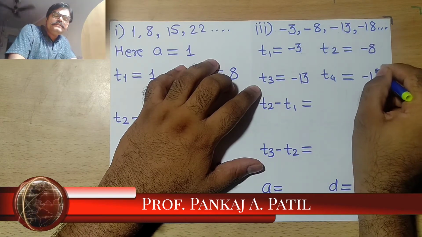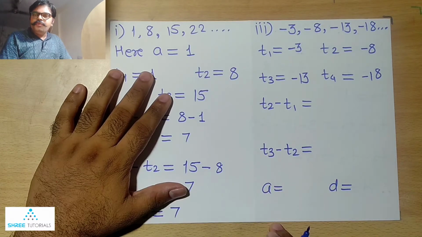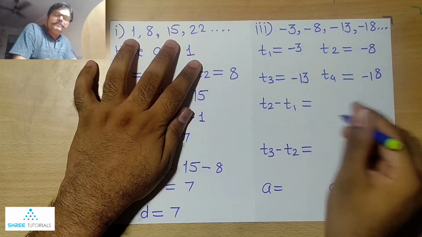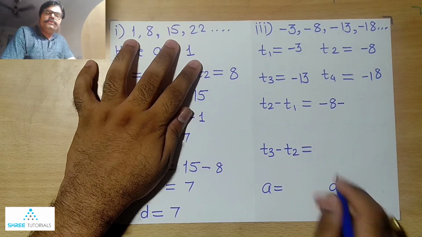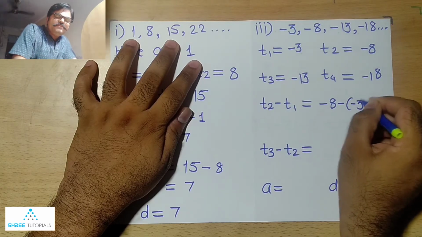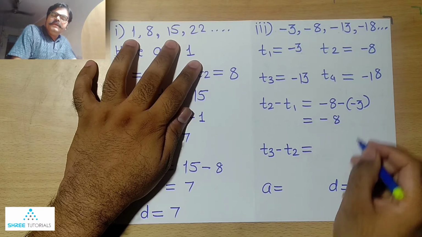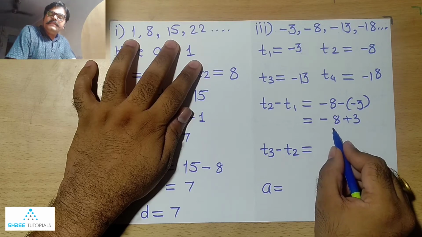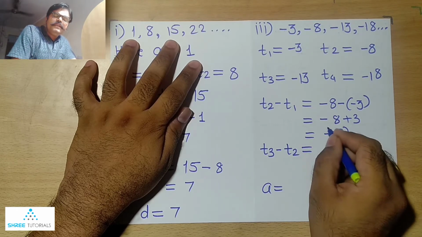and T4's value is going to be equal to minus 18. Now when you are talking about T2 minus T1, we have T2 as the second term from the sequence, that means minus 8, as we have mentioned earlier, minus T1's value. T1's value we have got to be minus 3. So this minus 3 we have substituted over here. We need to simplify this a bit. These minus minus will become plus 3, and therefore minus 8 plus 3 should give us minus 5.